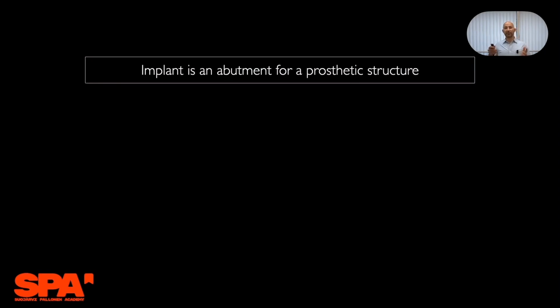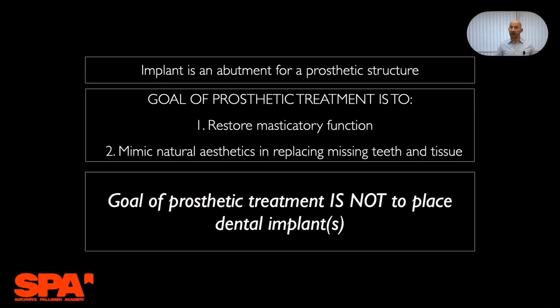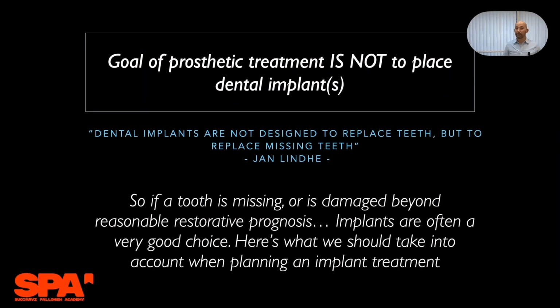First of all, we'll have to bear in mind that an implant is an abutment for a prosthetic structure. In prosthodontic planning, our goal of treatment is always to restore the masticatory function and to mimic the natural aesthetics in replacing the missing teeth and tissues. Our goal of treatment is never placing implants. However, if we have lost a tooth or we have a tooth with a poor prognosis, implants are often a very good option for the treatment.